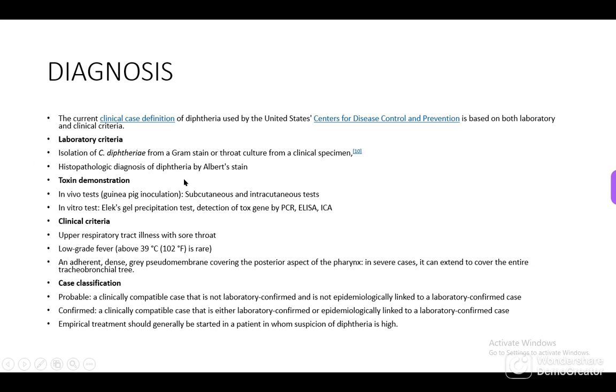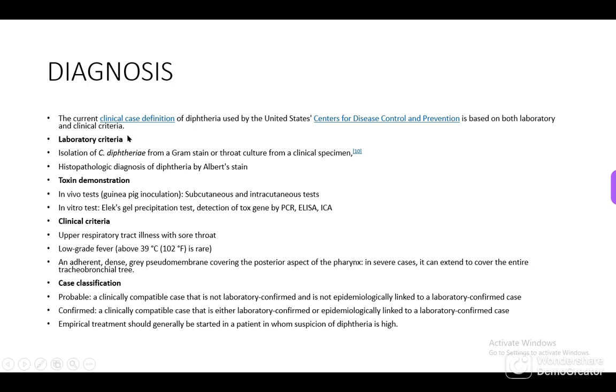Diagnosis you can do by the laboratory data and the associated clinical features. Gram stain, throat culture, you can go for blood culture, and you go for other cultures as well, including the skin. Diphtheria is diagnosed histopathologically by Albert's stain, a specific stain used other than Gram. Toxin demonstration you can do. Yes, ELISA can be used, and nowadays ELISA and PCR can be done, other than the clinical criteria which I have given. So these are the laboratory tests.